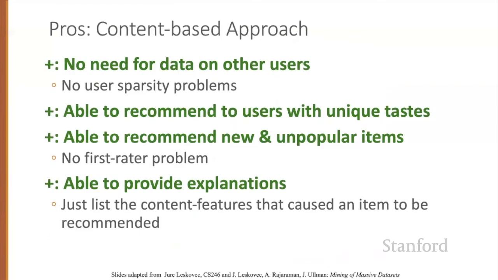The content-based approach has many advantages. It doesn't rely on sparse information about other users. We can recommend to users with unique taste. If they just played an obscure song, we can play them another obscure song. And we can recommend new or rare items because they'll all have features that let us choose them. And the algorithm has transparency. We can explain to the user why we recommended the item just by listing the features.